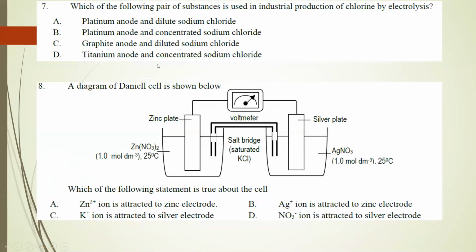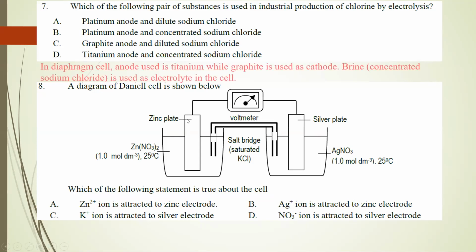Then we go to question number 7. Which of the following pair is used in industry to produce chlorine via electrolysis? So you use platinum anode and dilute sodium chloride. So you cannot have dilute, you must have concentrated. So in the diaphragm cell, the anode is titanium and graphite is the cathode. So brine, which is the concentrated sodium chloride, is used as the electrolyte of the cell. So the complete set which we're supposed to use to produce the chlorine in here is titanium anode and concentrated sodium chloride. A.